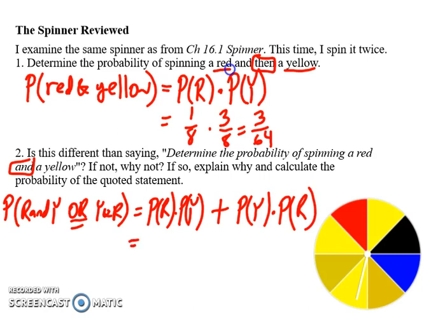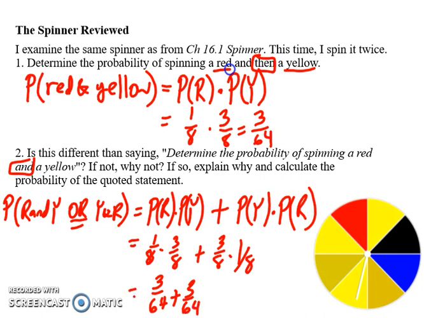So what it ends up doing in this case is this becomes 1/8 times 3/8 plus 3/8 times 1/8. So I get 3/64 plus 3/64, which means that I've now got 6/64 chance of this happening. So by not having to care about order, I double the number of opportunities that could potentially get me this specific situation. So order matters, and order impacts our probability. So that is something to pay attention to.